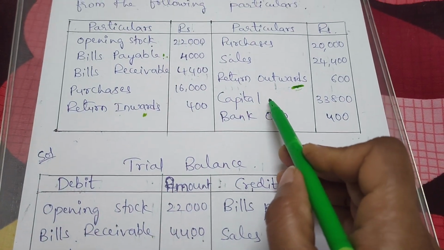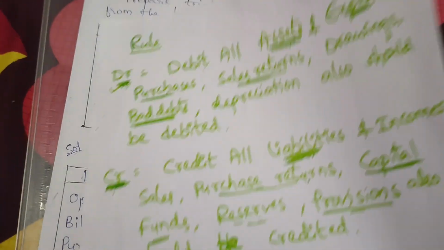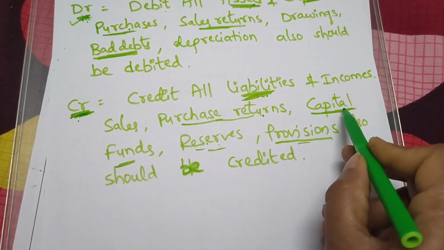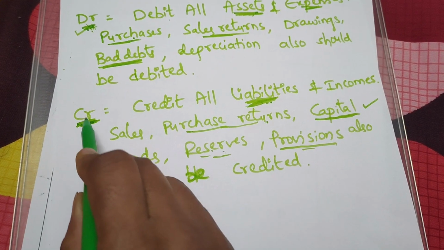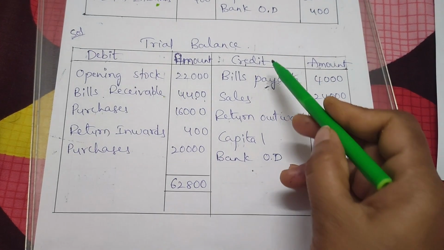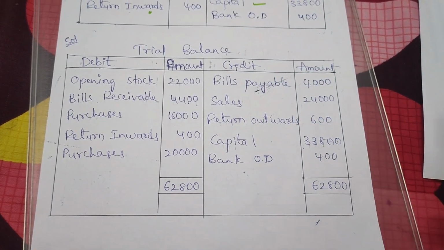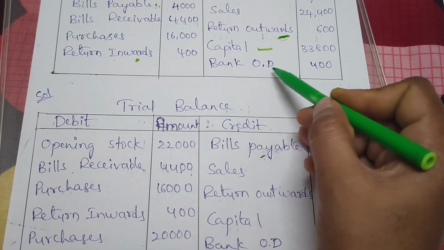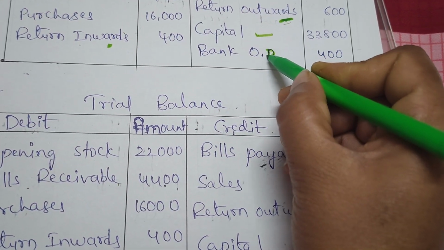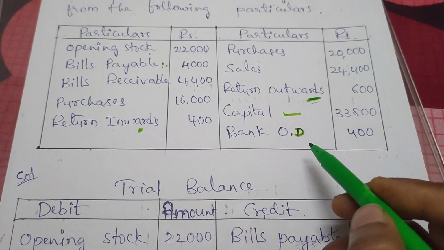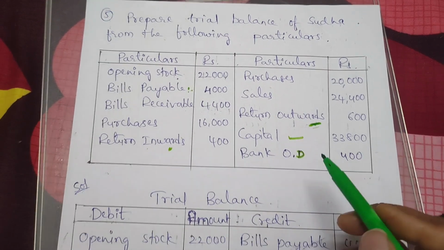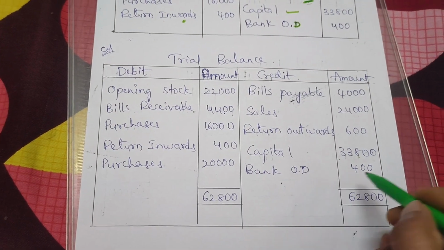Next item is capital. We should credit. So capital also you record under credit, 33,800. Next one is bank OD, bank overdraft. OD means overdraft. Bank overdraft is liability, students. Bank overdraft always is liability. So liabilities we should credit. So that is why bank OD is recorded under credit.